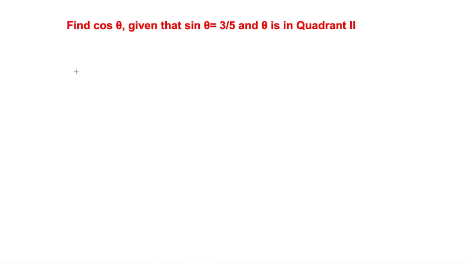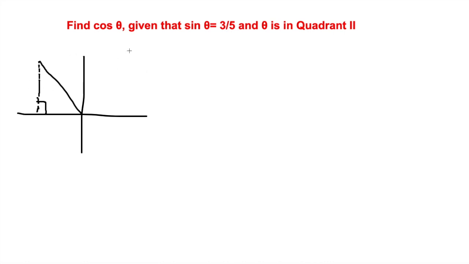So for this, all we do is just draw an x and y coordinate plane. You know that theta is in the second quadrant, so we could just randomly draw a line like this and bring it all the way down to the x-axis, like this. Draw a right triangle over here.